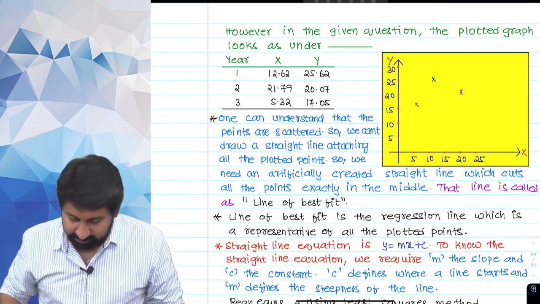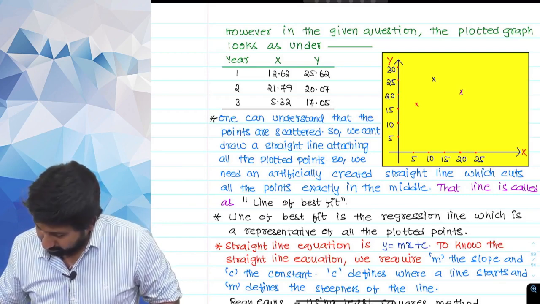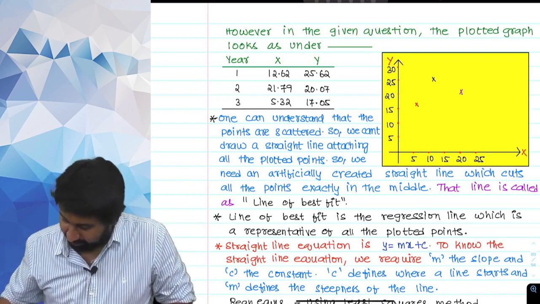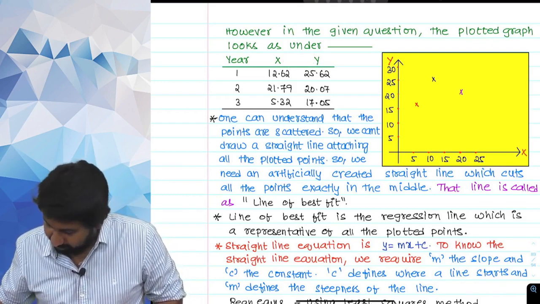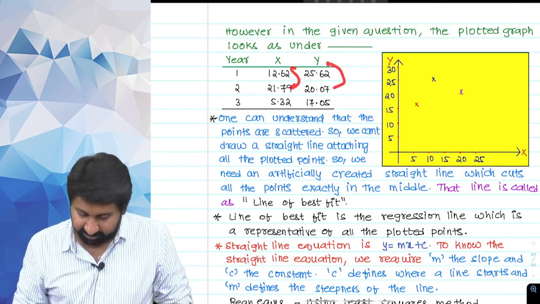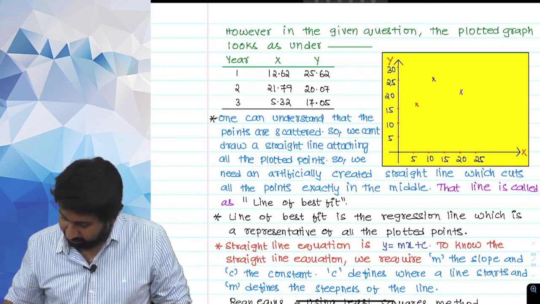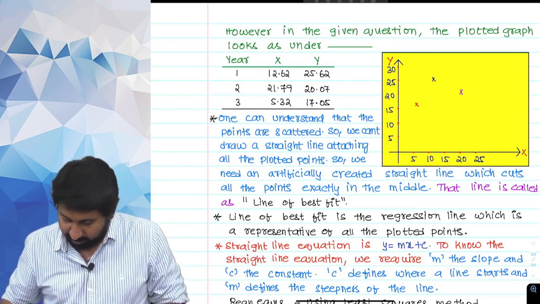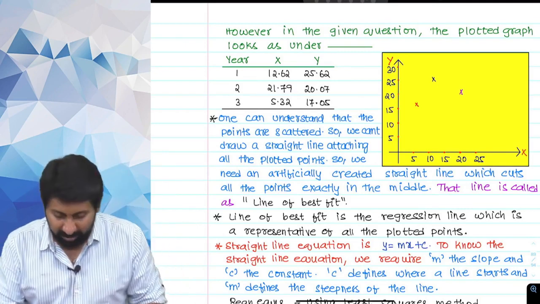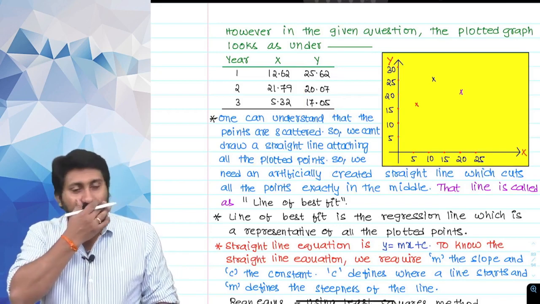Now see the difference between 12.62 minus 21.79, which is 9.17. Next, 25.62 minus 20.07 is 5.55. These are the two differences. Next, 21.79 minus 5.32 is 16.47, and 20.07 minus 17.05 is 3.02. Now the trend is irregular here. Both are not having the same slope.